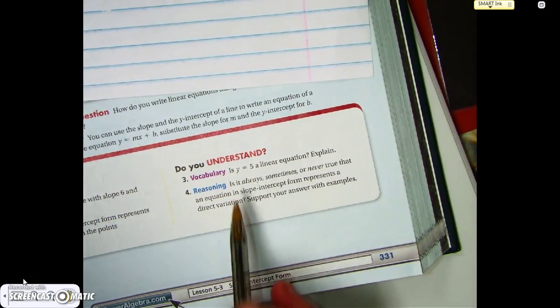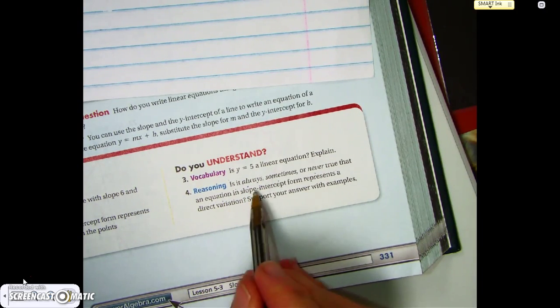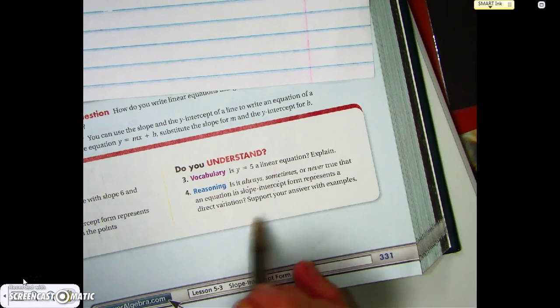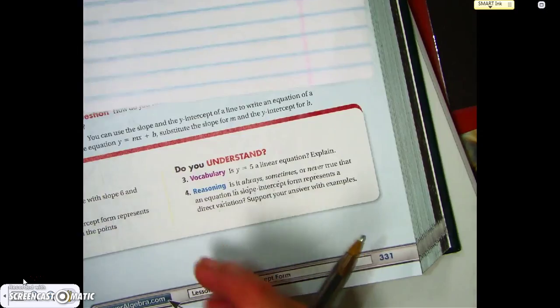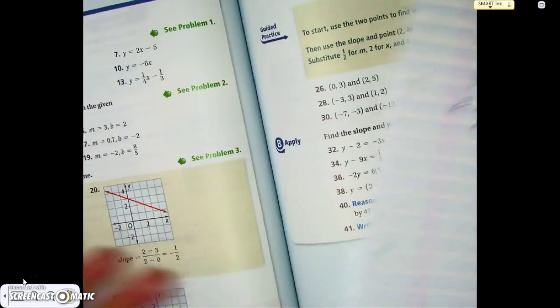Okay, and then let's see, what does number 4 say? Is it always, sometimes, or never true that an equation in slope-intercept form represents a direct variation? Support your answers. I don't know. We're going to skip number 4. I don't really know the answer to that one. That's okay. Right, so let's do some of this stuff over here.